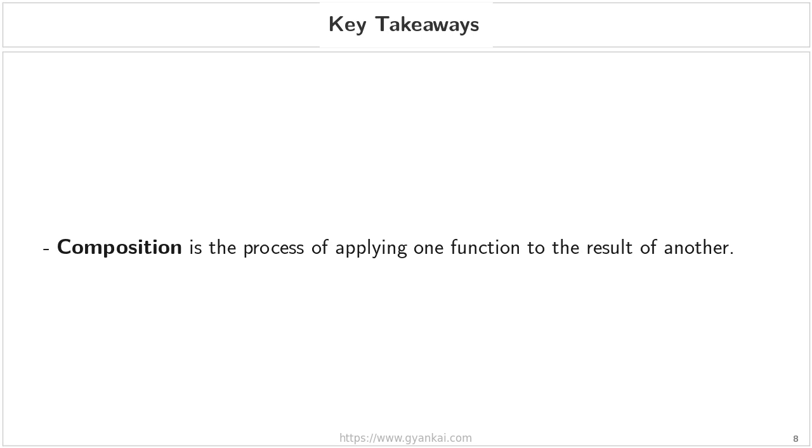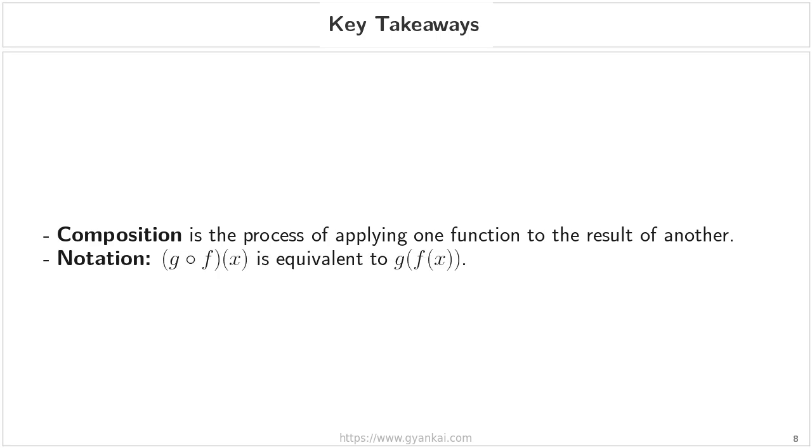Key takeaways. To wrap up our lesson, let's review the key takeaways to ensure you have a solid grasp of the concept. First, remember that function composition is essentially the process of applying one function to the result of another. Think back to our factory production line analogy. It is that chaining effect where one process leads directly into the next. Regarding the notation, it is important to be comfortable with the symbols. When you see g circle f of x, this is mathematically equivalent to writing g of f of x. This notation simply tells us that we are nesting one function inside another.